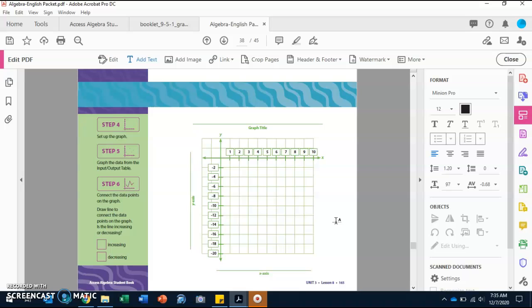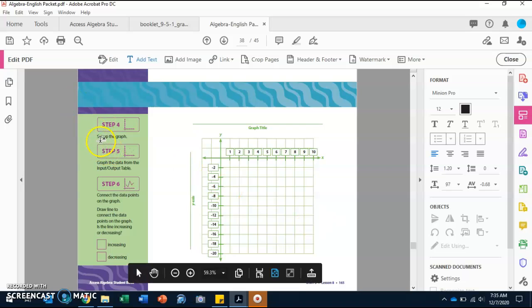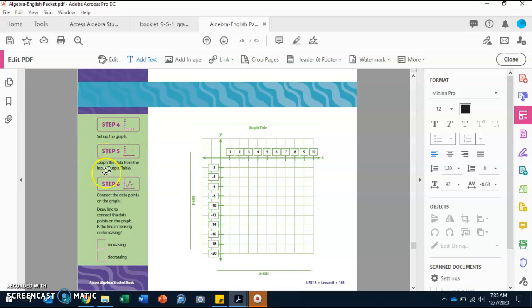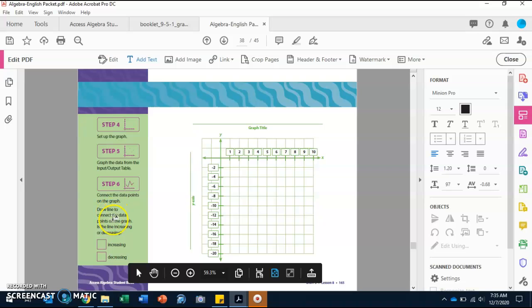Okay, guys, so here is the graph. It says over here the steps. Set up the graph. Graph the data from the input and output table and connect the points on the graph. And then we're going to draw a line to connect the data to see whether he is increasing or is he decreasing.